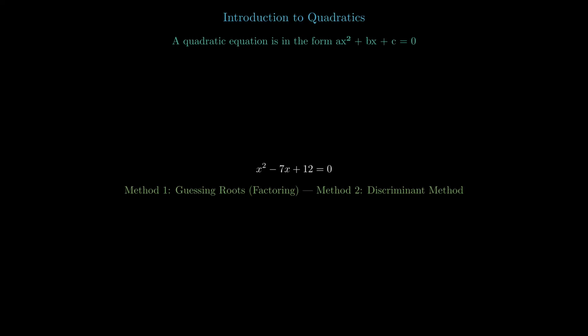Look further down as the preview text, method 1, guessing roots, factoring, method 2, discriminant, fades in. This isn't just a decorative label. It tells you that we will tackle this equation by both an intuitive factoring method and a systematic discriminant approach.